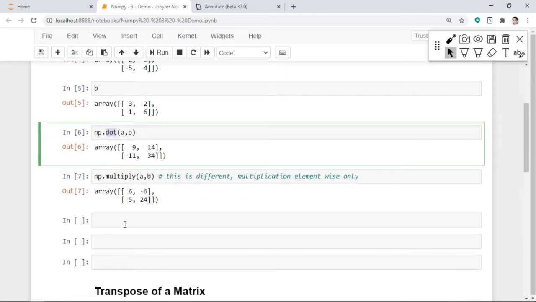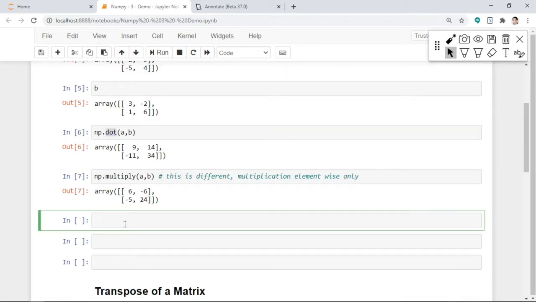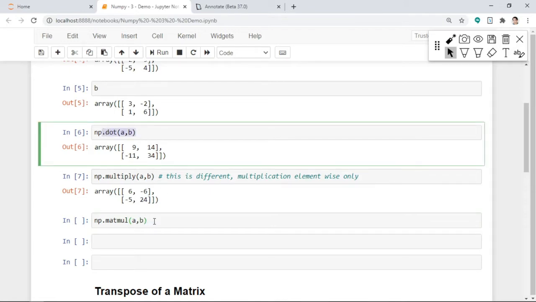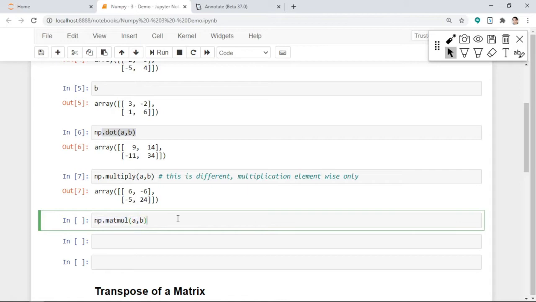Also, as an alternative, you can use this one: np.matmul, matrix multiplication, I mean. So for example, we have A and B. This means instead of a dot, we're using matrix multiplication here. So I'm hoping for the same result.